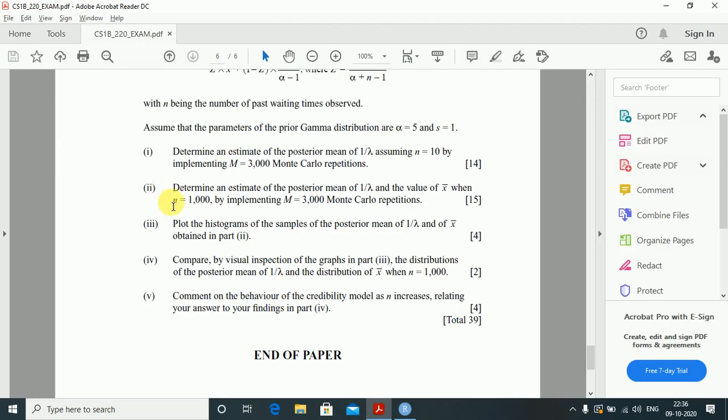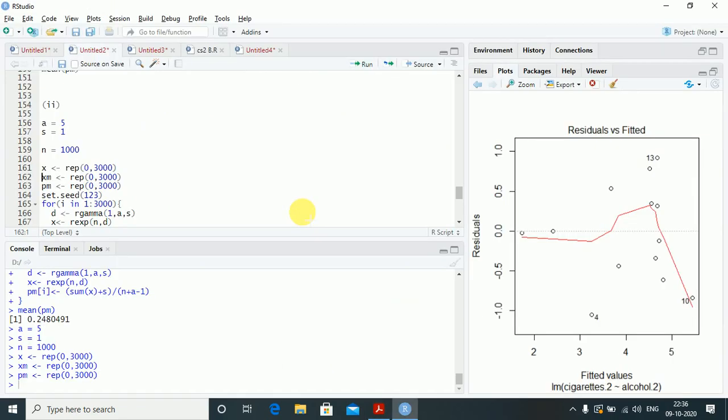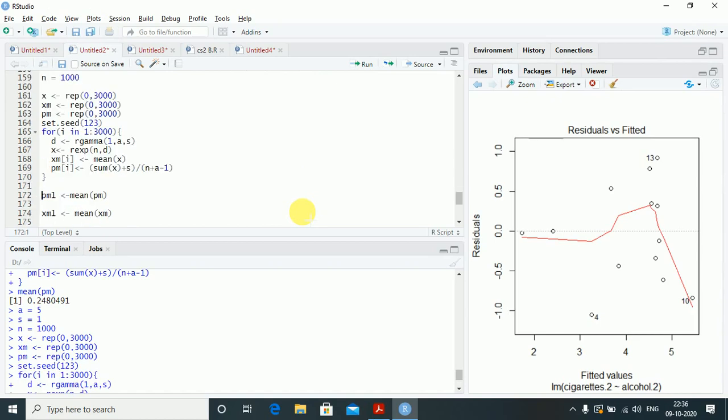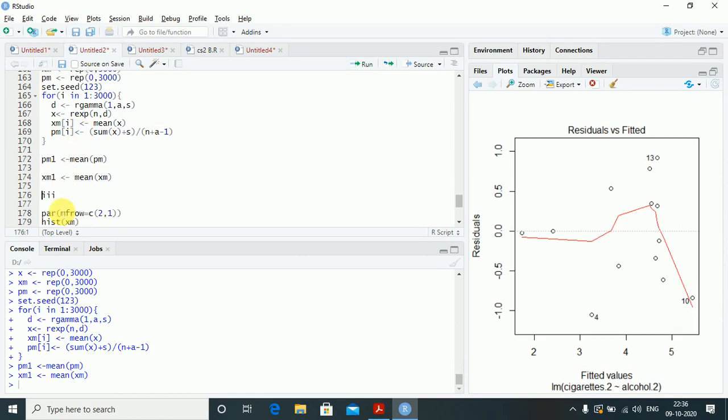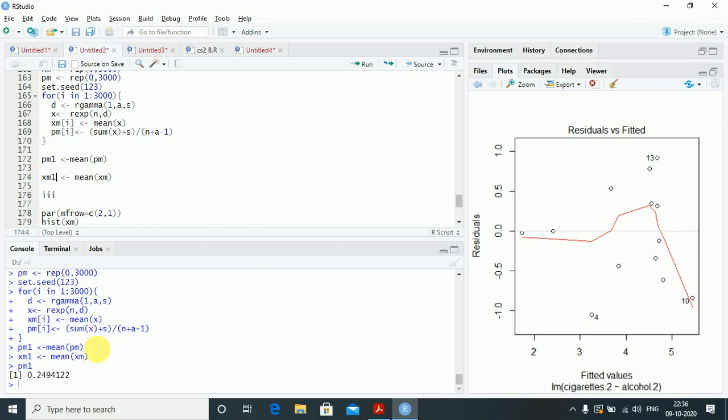The only thing here is that now we need to have an estimate and the value of x bar also when n equals 1000, by implementing m equals 3000. So for x bar also we have stored an array now. The loop and the values remain the same, only xm[i] now becomes the mean of x also. So for the mean of x also we are now storing an estimate. You can just take an average of both of these two arrays, so you will get the estimates of these two values.